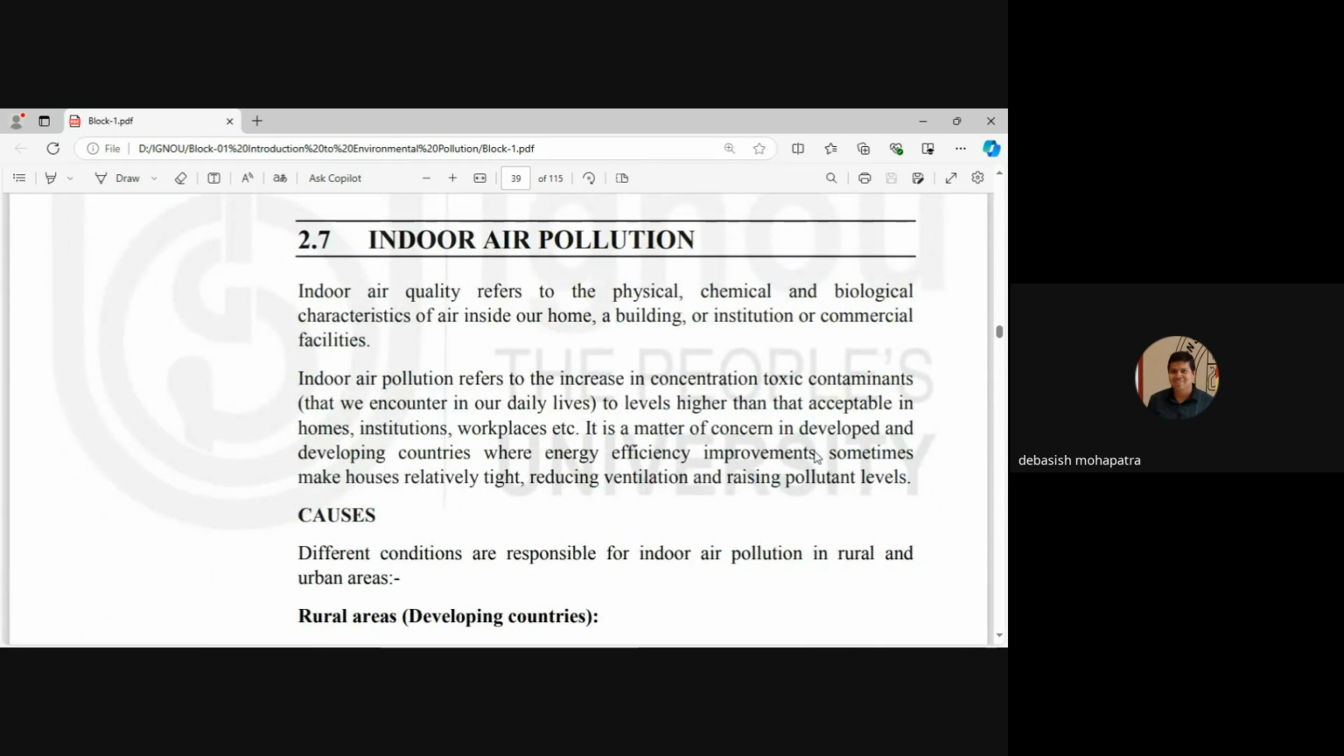Then indoor air quality. Indoor air quality refers to the physical, chemical, and biological characteristics of air inside our home, a building, an institution, or a commercial facility. So the air which is inside our house or offices, we call it indoor air. Indoor air pollution refers to the increase in the concentration of toxic contaminants that we encounter in our daily lives.